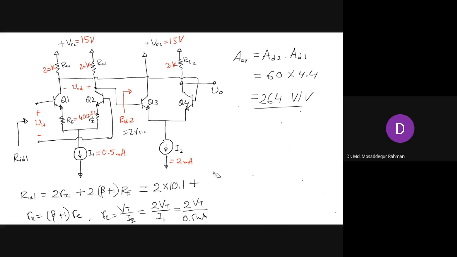See, the gain of the first stage was quite small, so only 4.4. In order to achieve the high input resistance, we have achieved an input resistance of 100 kilo ohms, and we end up with a gain of only 4.4.